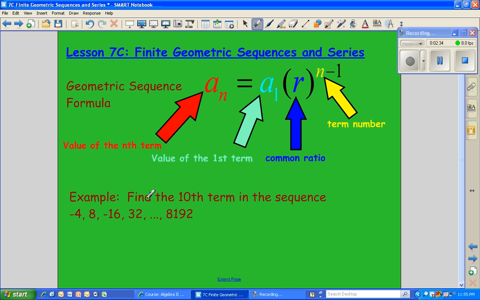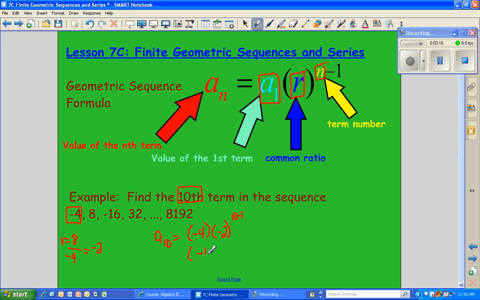So if you look at the example and it asks you to find the 10th term in the sequence, -4 we could fill in for our a sub 1. 8 over -4, which is -2, is our ratio, so we can fill that in. I'm asking you to find the 10th term, so we're going to say our n is 10, and so a sub 10 is going to be -4 times -2 to the 10 minus 1 power.